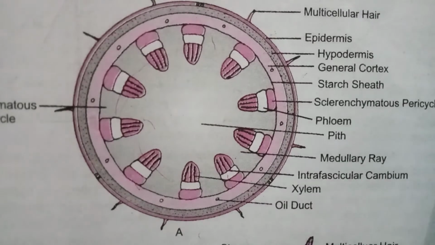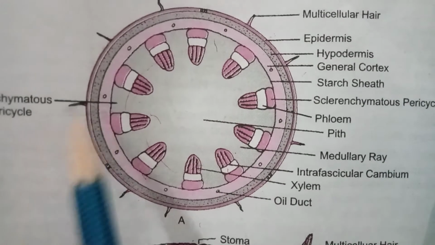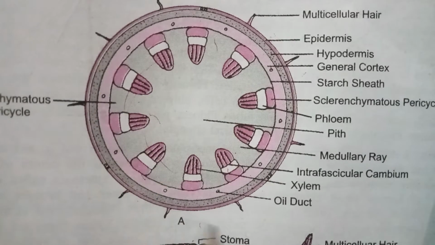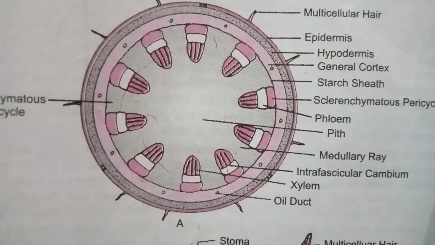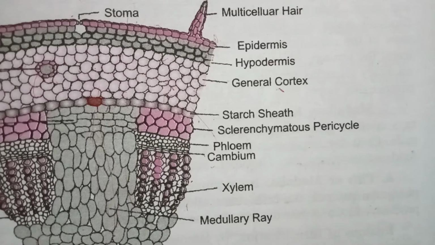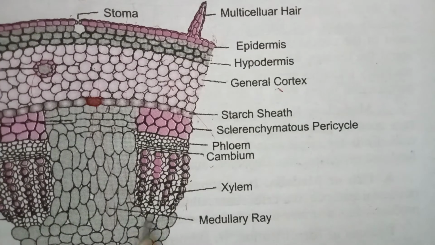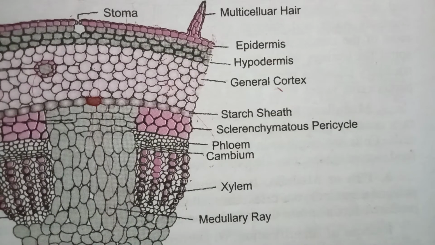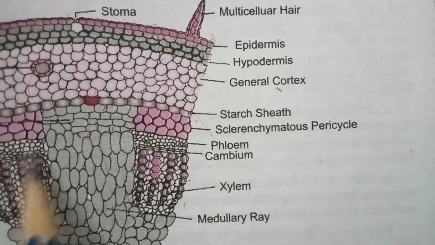Now you can also see this diagram. This is more clear. Here you can see all the vascular bundles are arranged in a ring form and they are surrounded by multicellular hairs. Here, the protoxylem is towards the inner part and metaxylem towards the outer part. So this is the exact type of xylem in the vascular tissue.